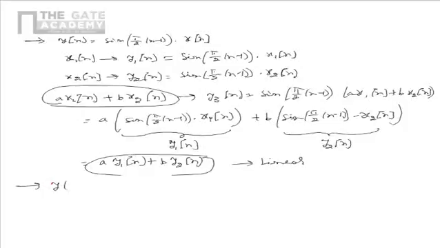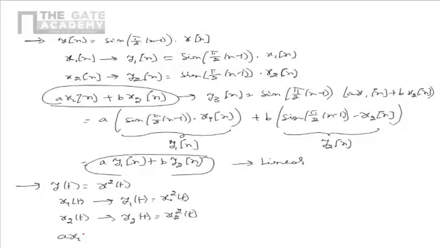Now let us consider another continuous time system. y of t is equal to x square of t. We have to find if the system is linear. For an input of x1 of t, the output is y1 of t is equal to x1 square of t. And for an input of x2 of t, the output is y2 of t, which is further equal to x2 square of t.